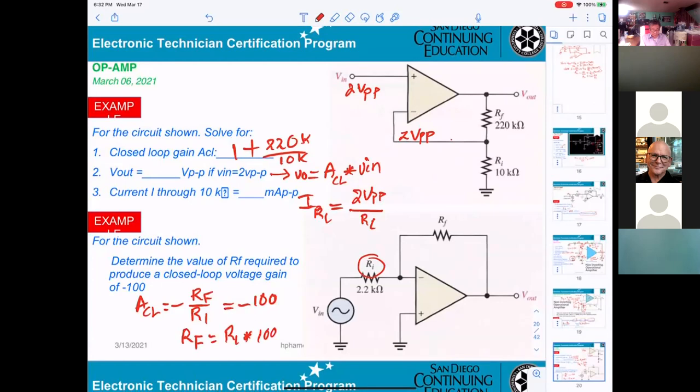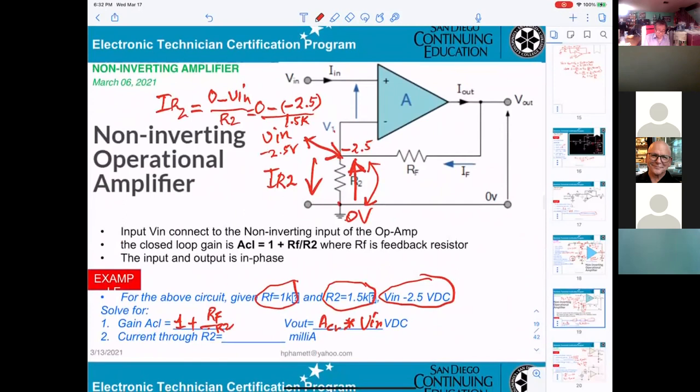Okay, any question regarding these two examples? Regarding this one, but could you please go back one slide just to take a picture? Go back here? Yes. Thank you, Mr. Pham. No problem.